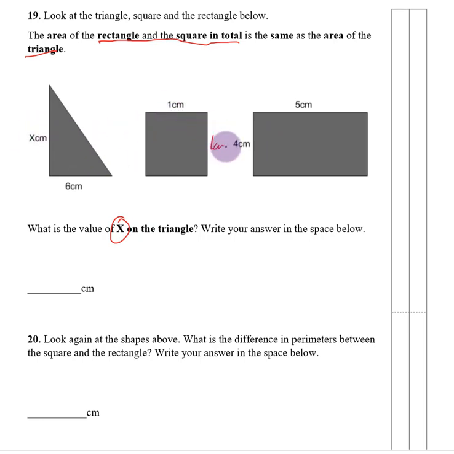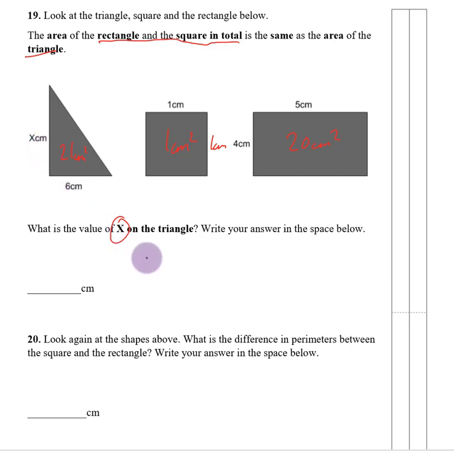So if that's 1, that'd be 1. So the area here is 1 centimeter squared. This is 4, this is 5, so this will be 20 centimeter squared. So the total of these two is 21 centimeter squared. So the area of this triangle is 21 centimeter squared. Now we need to figure out what x is.